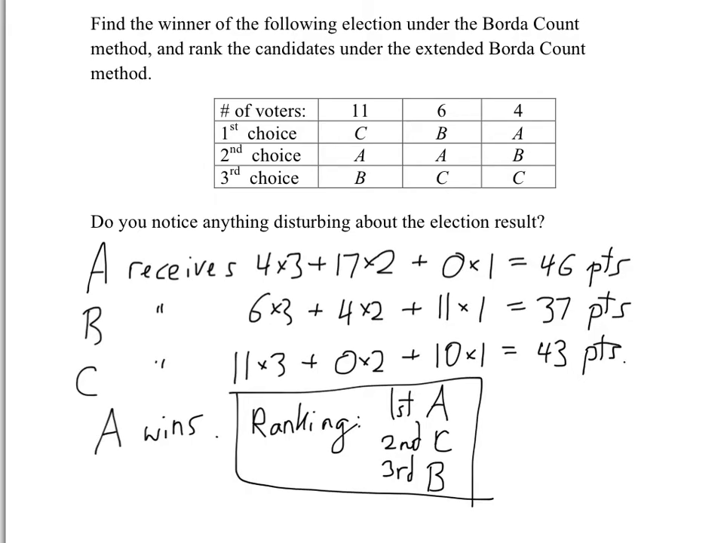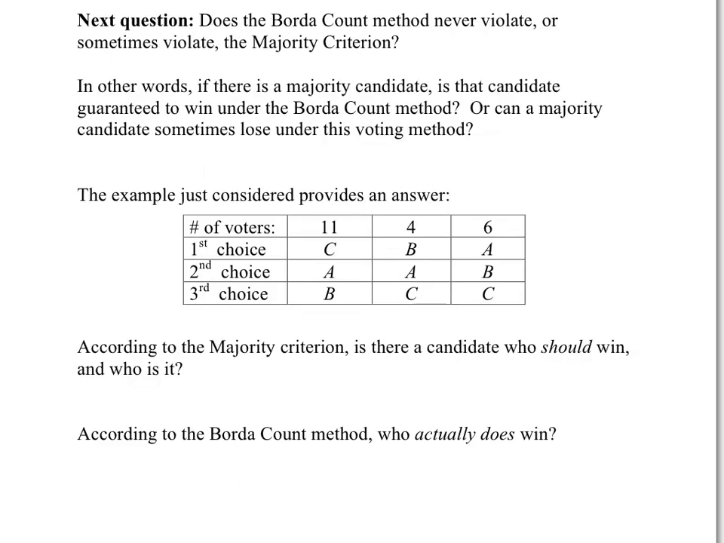There's something at least a little bit worrisome. C, in this election, is a majority candidate. If anyone other than C wins this election, then it violates the majority criterion. Oh, that's very bad news indeed, because someone other than C did just win. Well, that'll give us a pretty straightforward answer to our next question. Does the Borda count method never violate, or sometimes violate, the majority criterion?